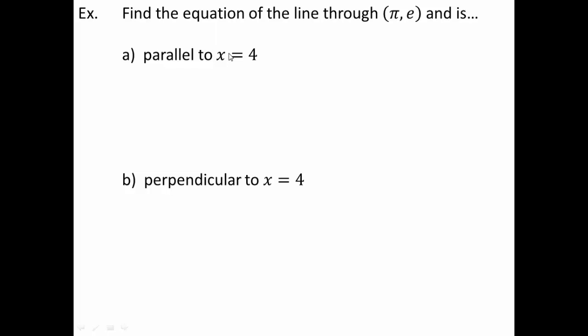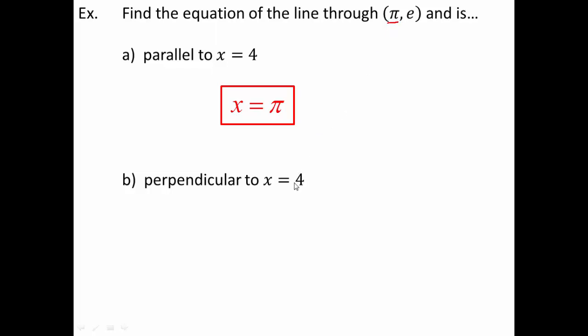But I wonder what x value we're going to choose. Well, obviously, it's got to go through this coordinate. So that means the x value has to be pi. So parallel to x equals 4 would be x equals pi, the vertical line going through x equals pi.